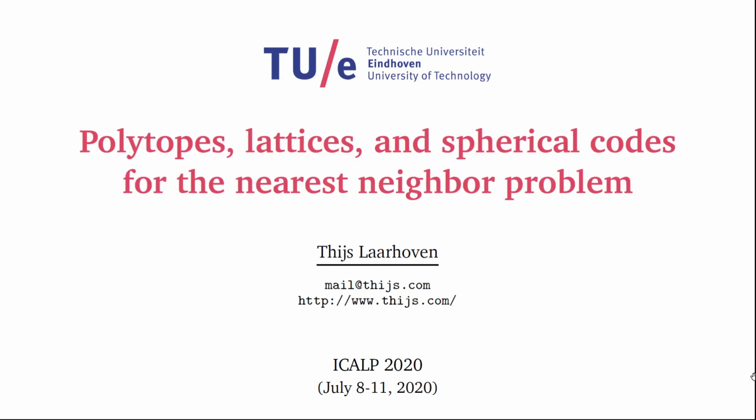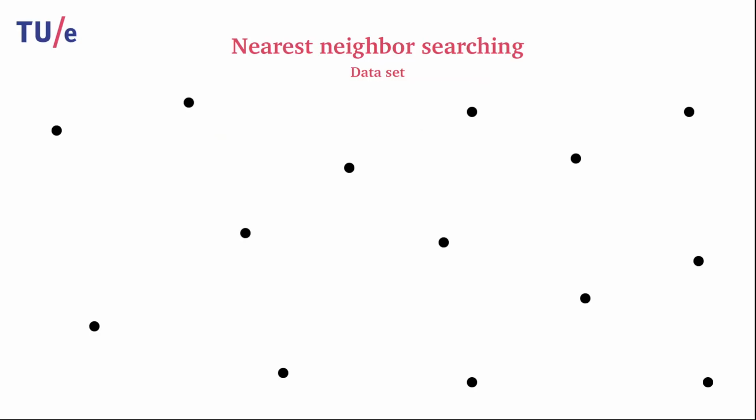Hello everyone, and welcome to this talk about polytopes, lattices, and spherical codes for the nearest neighbor problem. This talk will be about nearest neighbor searching. For this problem we are given some data set of points in some vector space. In this case they are indicated by these black points on the slide.